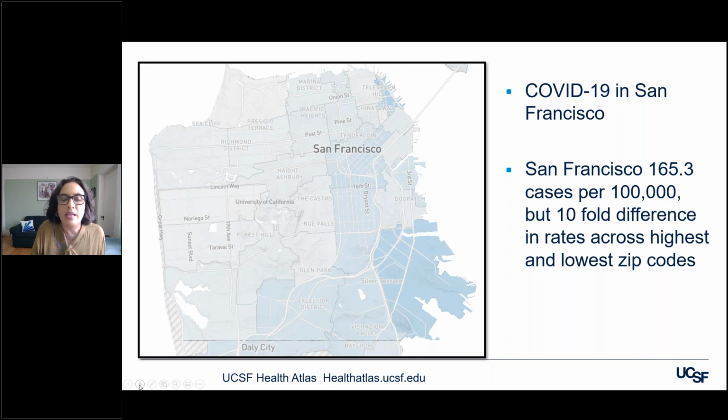We're a city that has not had an overload of our healthcare system with COVID-19. This is the number of cases, 165 cases per 100,000 in San Francisco over the last few weeks. But there's a tenfold difference in the rate of cases across the lowest zip codes to the highest zip codes. And again, you'll see the familiar pattern on the eastern side of town where more of the cases are. Next slide.